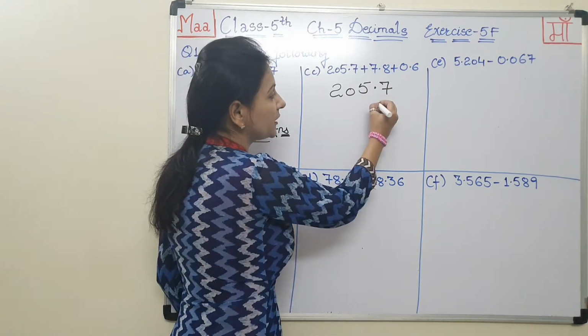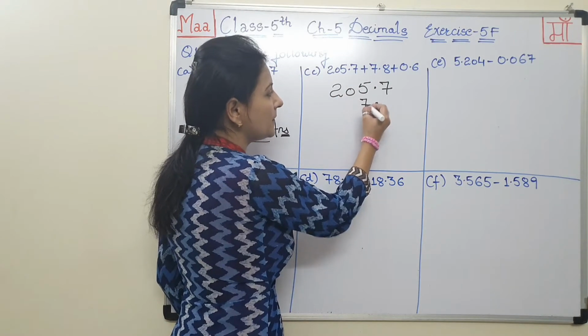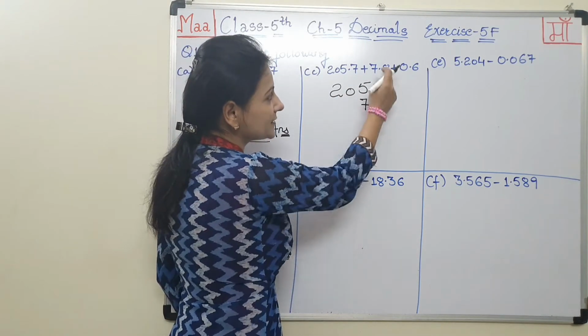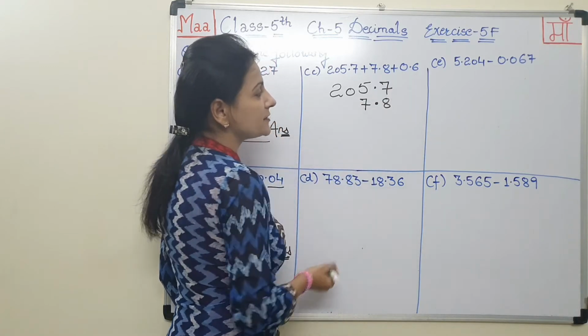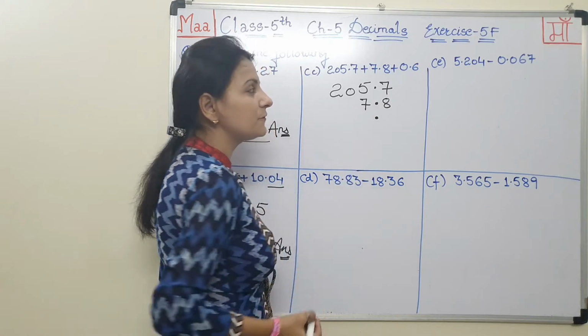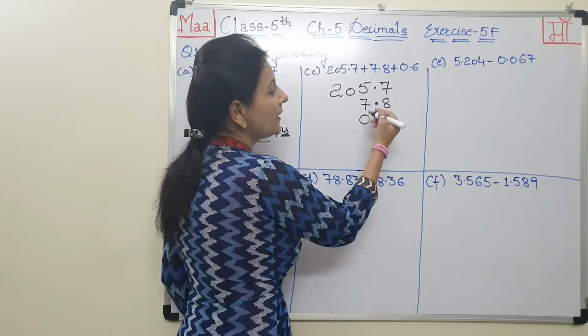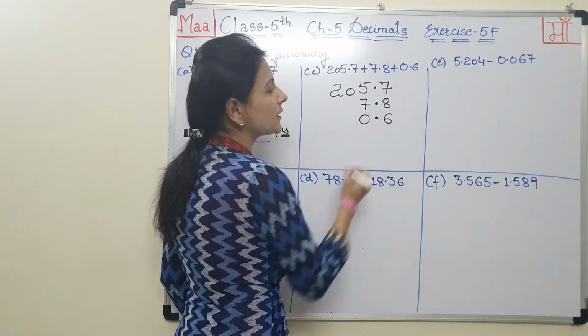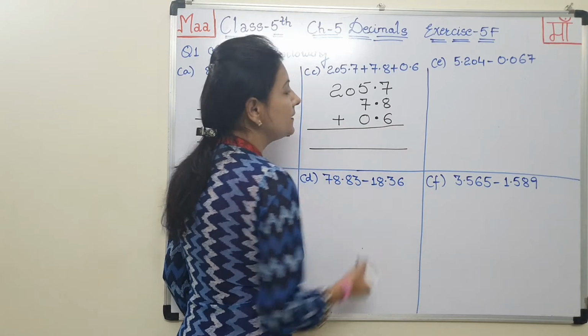So firstly you put the decimal, and then before the decimal is 7. So that 7 will come under 5, and after the decimal is 8. So that will come under 7. Then 0.6. Again put the decimal firstly. Then before the decimal will come 0 under 7, and after the decimal is 6, which will come under 8. Now you will put the addition sign and simply add it.